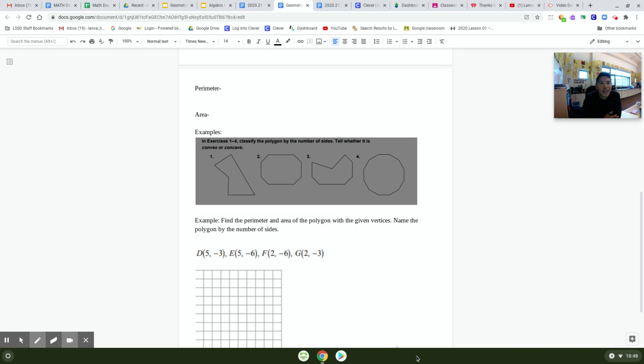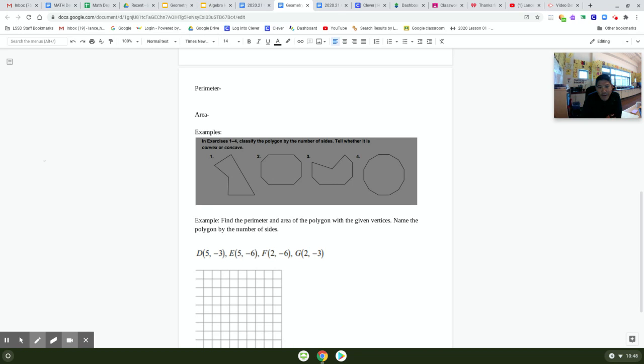This is 1.4, part 2. We'll talk about perimeter and area of polygons in a minute. We just talked about the different types of polygons and then whether each is convex or concave. So I'll go through a couple of examples in the dark shaded area here, exercises 1 through 4, even though we probably won't go through all of them.